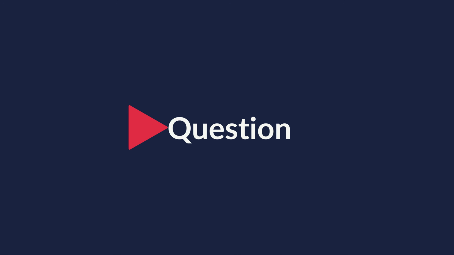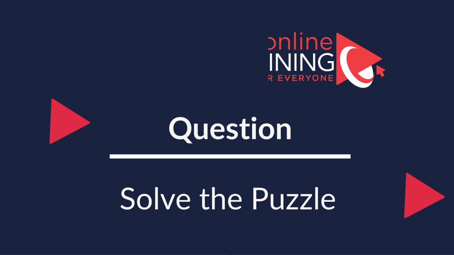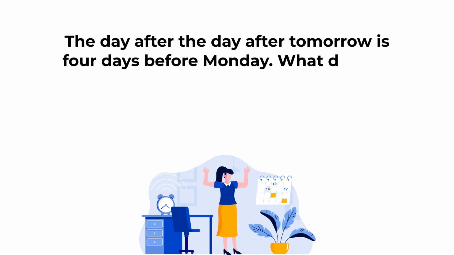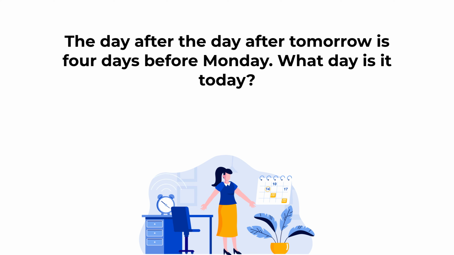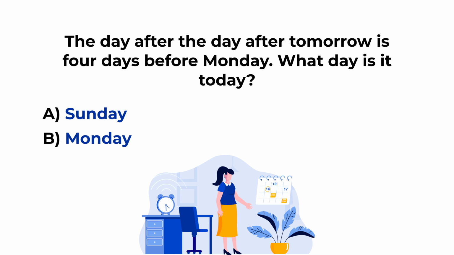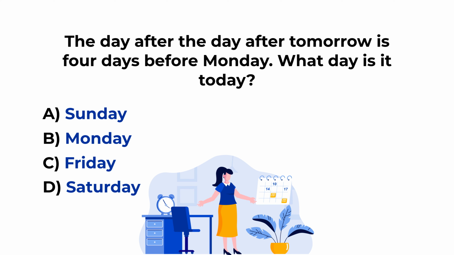Here's the cool question, which tests your ability to quickly come up with the answers. The day after tomorrow is 4 days before Monday. What day is it today? And you have 4 different choices. Choice A, Sunday. Choice B, Monday. Choice C, Friday. And choice D, Saturday. Do you see the answer?